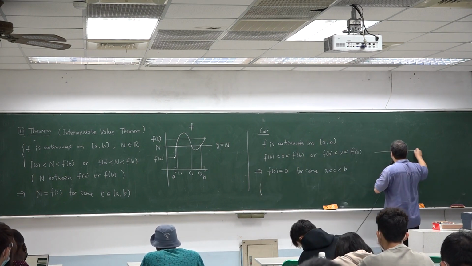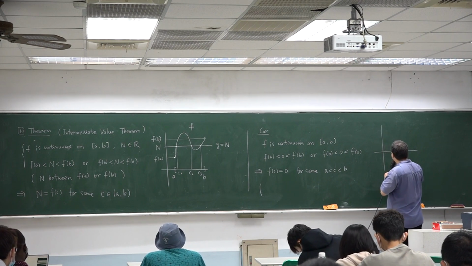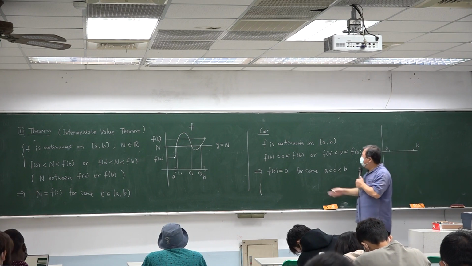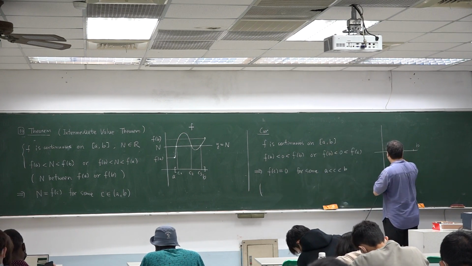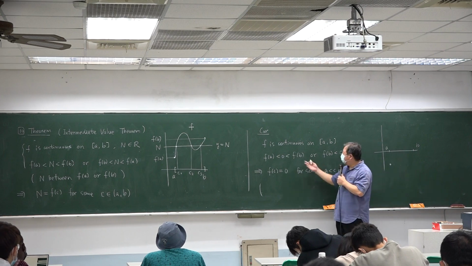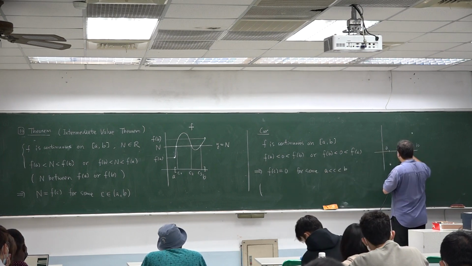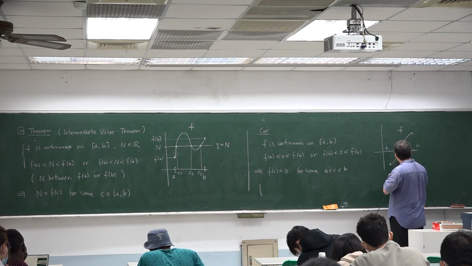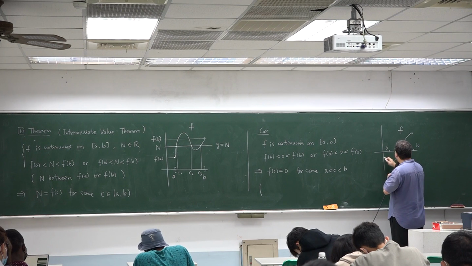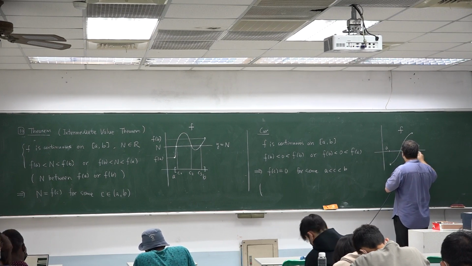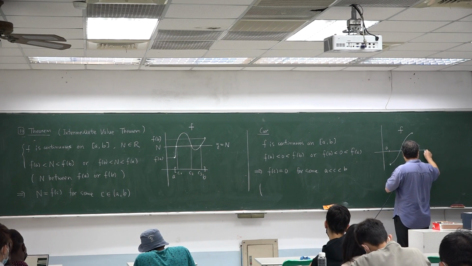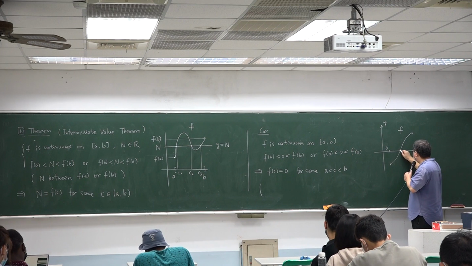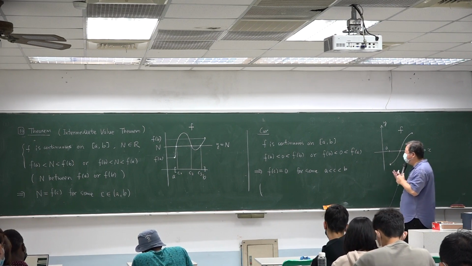Geometrically, now A here, B here. f of A may be less than 0. f of B may be greater than 0 here. Then according to the continuity of the function f, the graph of the function f must intersect this axis at some position, maybe more than one position.